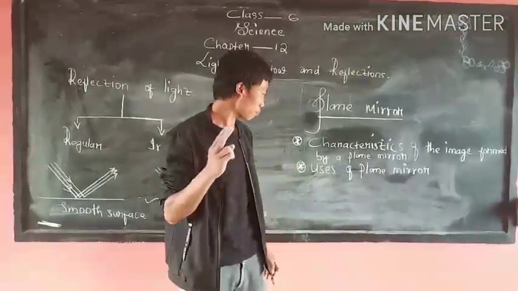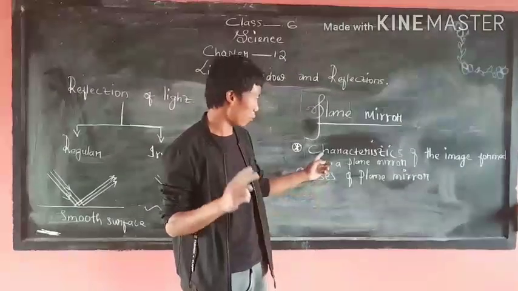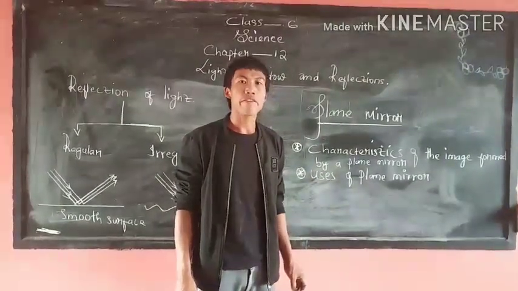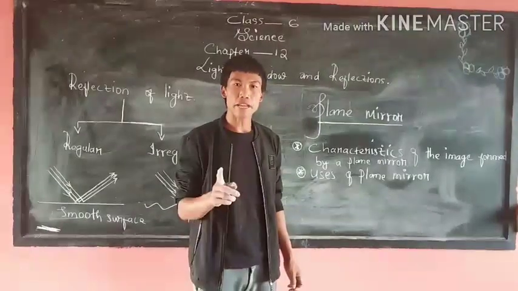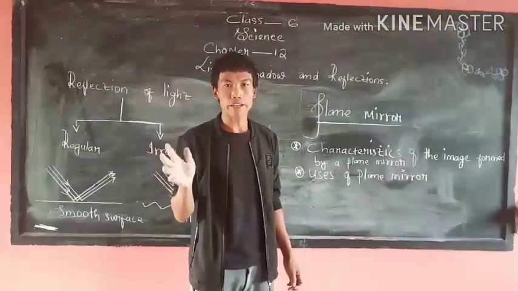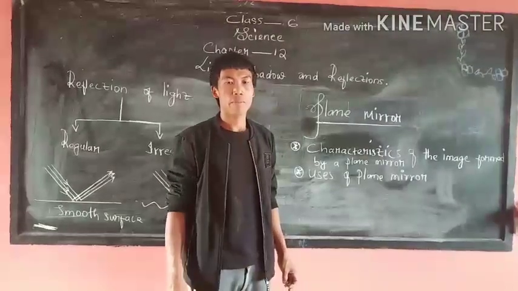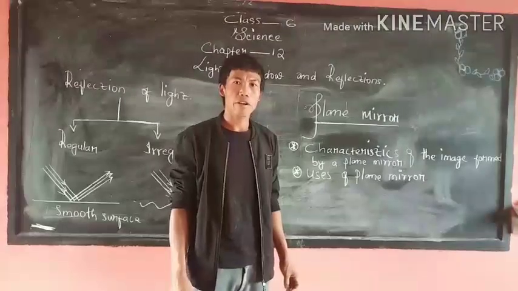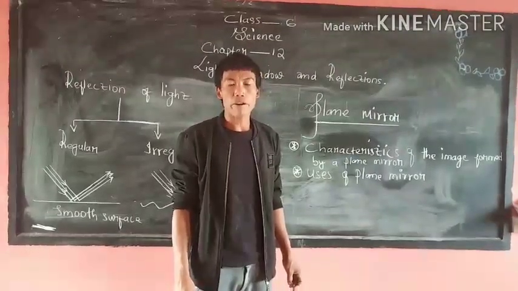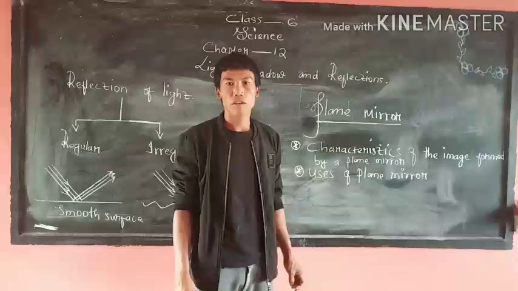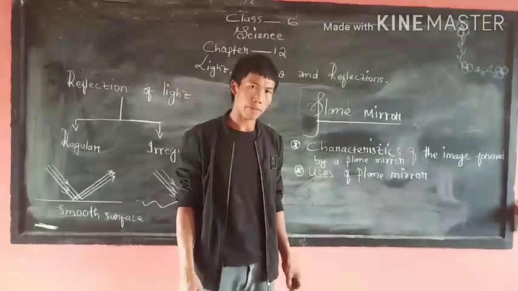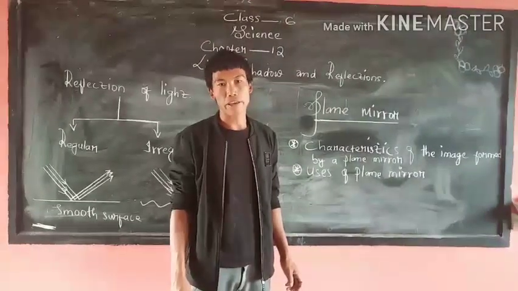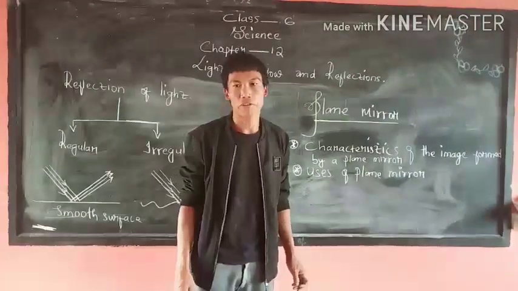Characteristic point number 2, it is always laterally inverted, which means the left side appears to be the right side and the right side appears to be left. Point number 3, the distance of the object from the mirror is equal to the distance of the image from the mirror. Point number 4, it is always erect, which means straight.